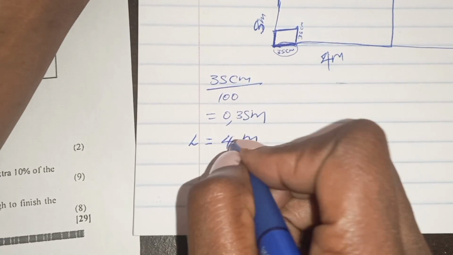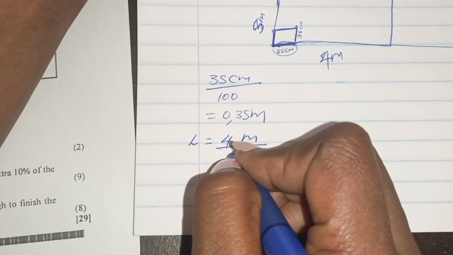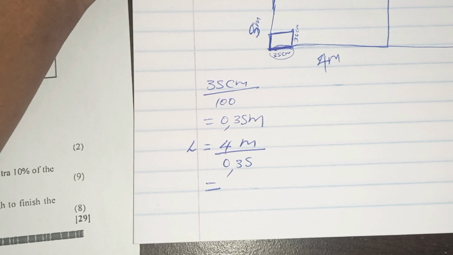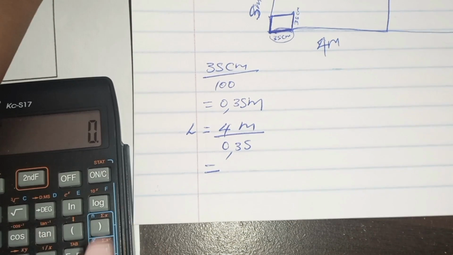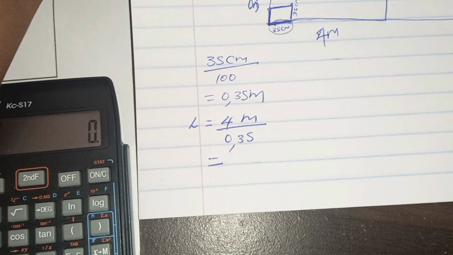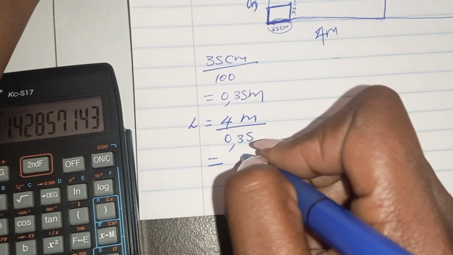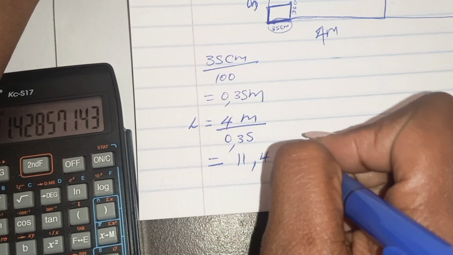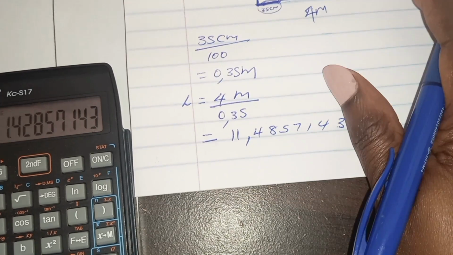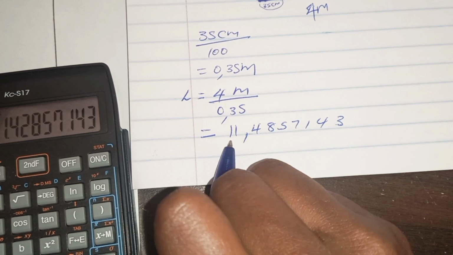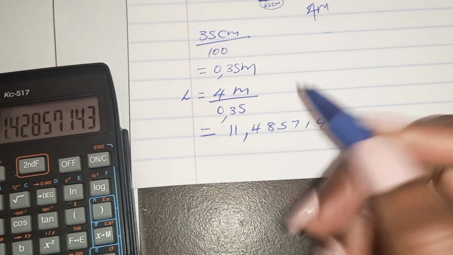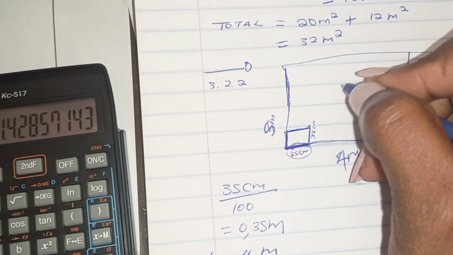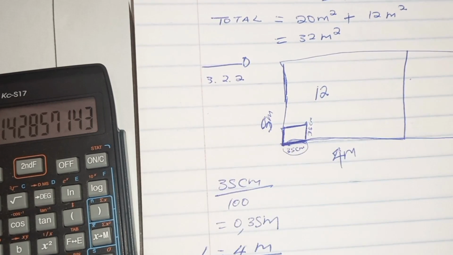So I'm going to say 4 meters along the length, 4 meters divided by 0.35. I'm getting 11.4857143. Now 11 tiles are going to go there, and 1 tile is going to be broken. So I'm going to say there's going to be 12 tiles there, and in my drawing there are going to be 12 rows going that way.